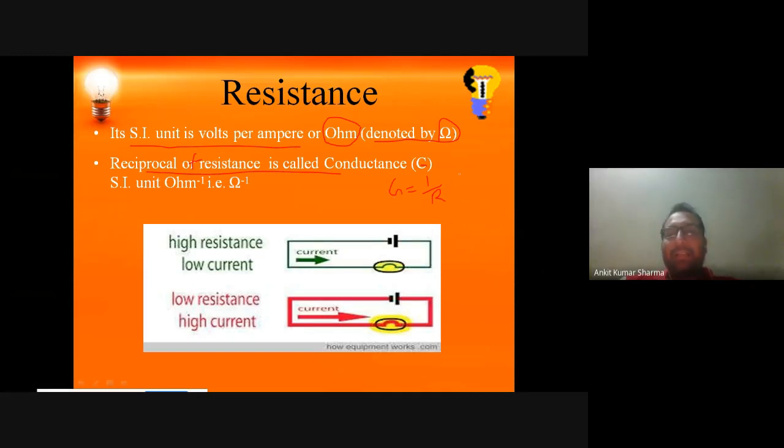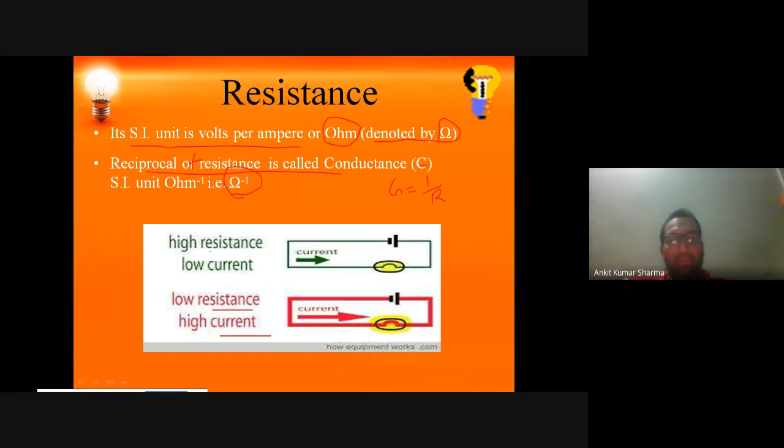So conductance is always in the benefit of the conductor. The unit is ohm inverse. High resistance means low current flows through the circuit. Low resistance means high current flows through the circuit.